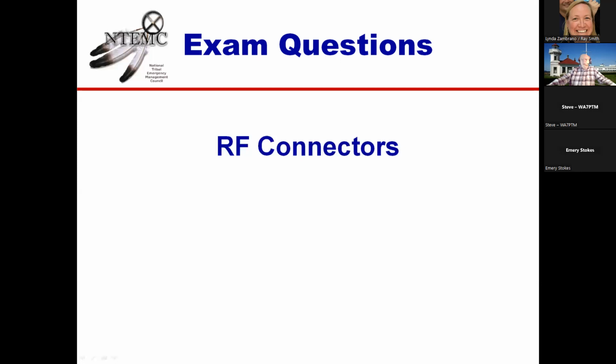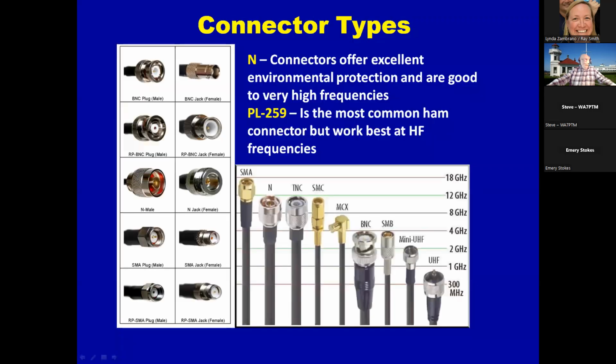Okay, RF connectors. So we've got antennas, and we've got radios, and we've got feed lines, and somehow you've got to get them all hooked up together. And that's where RF connectors come in. There's a number of different kinds of connectors. There's more than just what's shown here, but the most common one you'll find is the PL259, which is the plug side of it, the male connector that goes into an SO239 socket. But generally people just refer to this as a PL259 or a UHF connector.